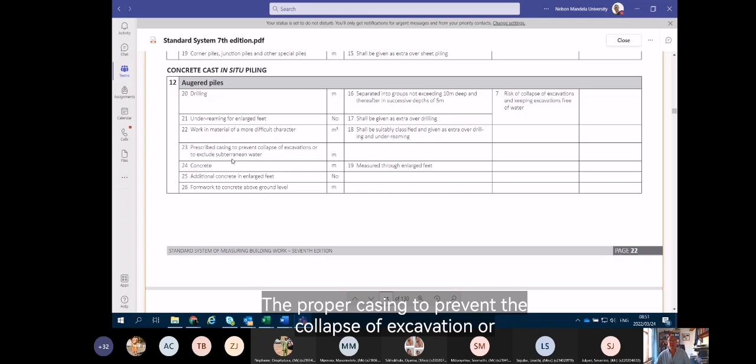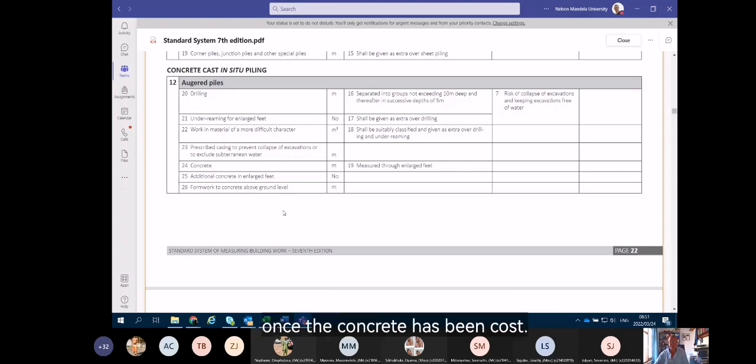Describe casing to prevent the collapse of the excavation or to exclude subterranean water. We measure that in meters. If we have to do a casing, what is a casing? If we have to do a casing going down to prevent that, then that is what we'll do. The casing will then be removed once the concrete has been cast.